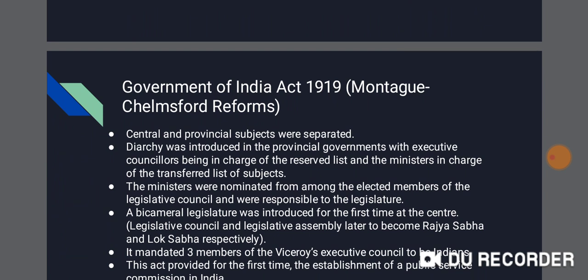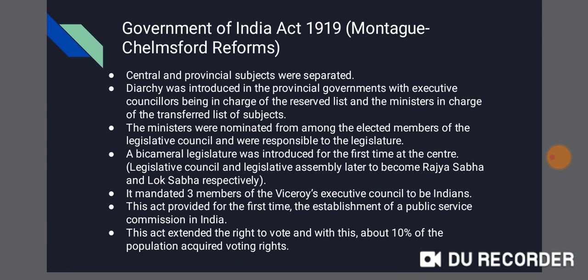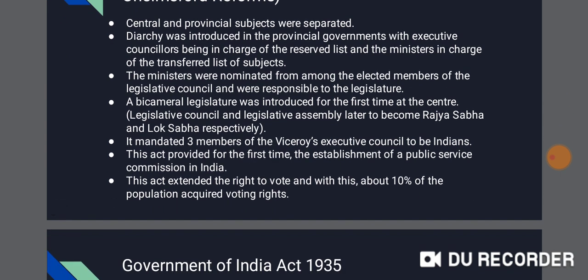Government of India Act 1919. Central and provincial subjects were separated. Diarchy was introduced in the provincial government, with the executive councillors in charge of the reserved list and the ministers in charge of the transferred list of subjects. The ministers were nominated from among the elected members of the legislative council and were responsible to the legislature.